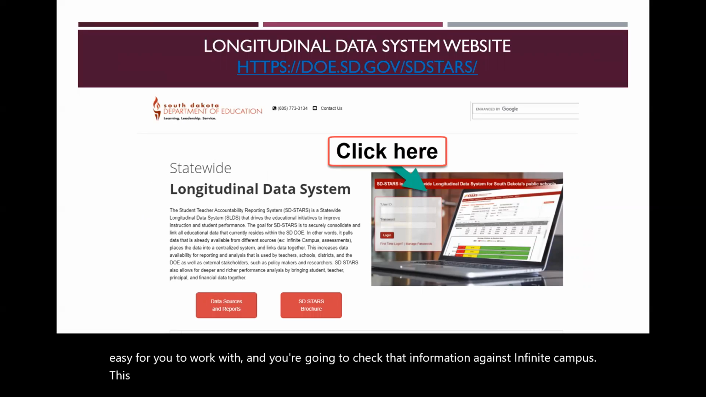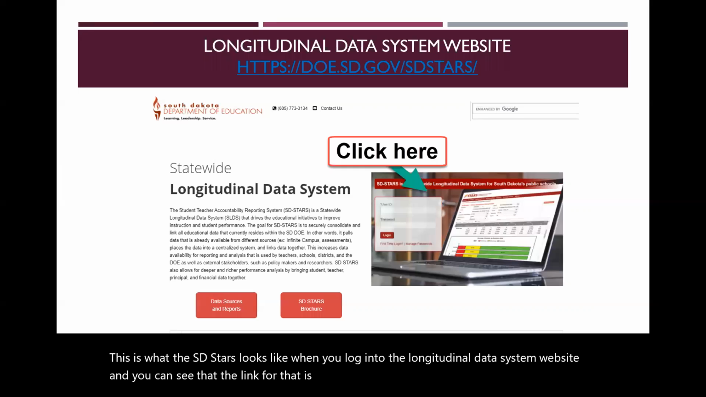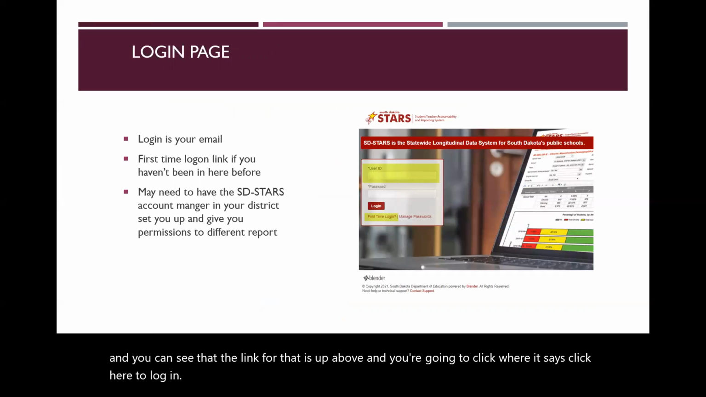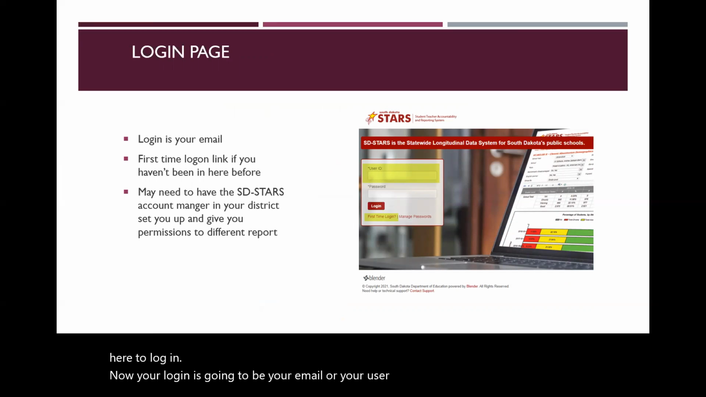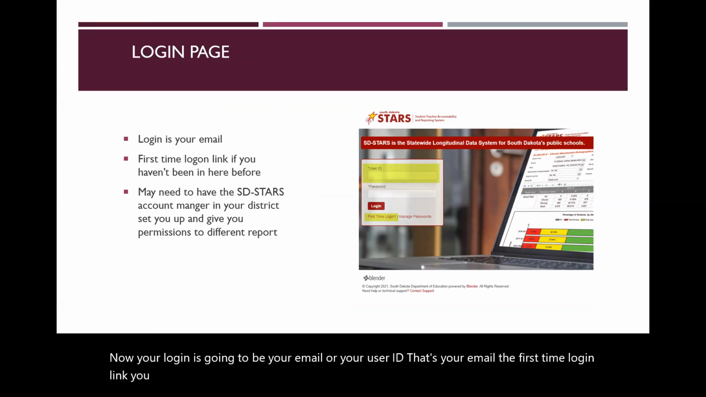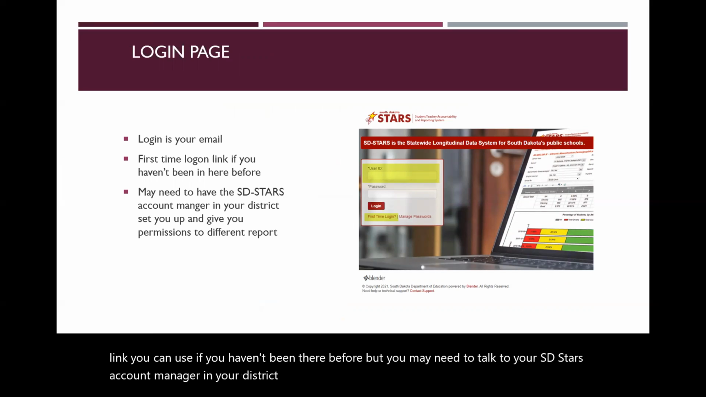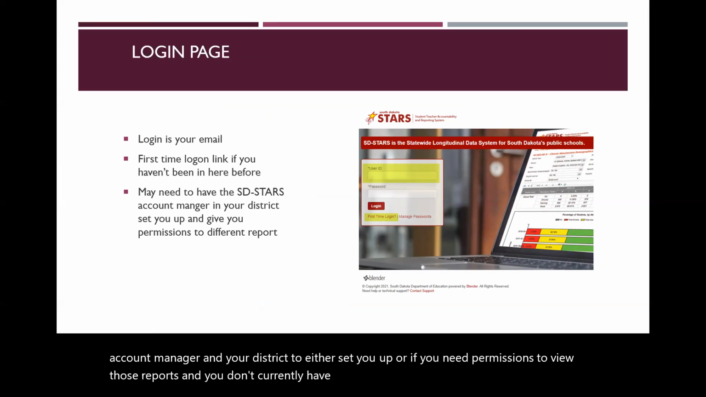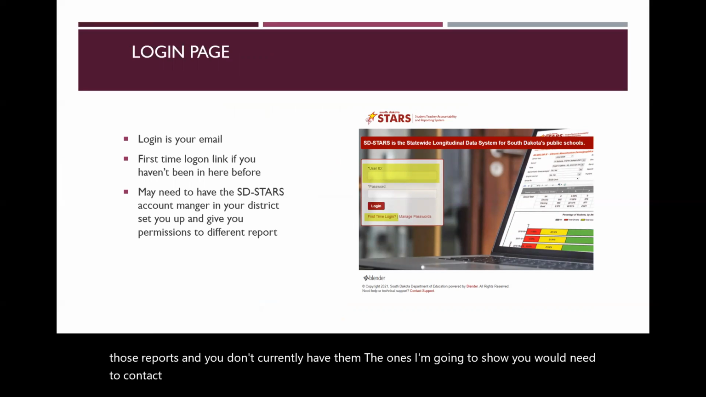This is what the SD Stars looks like when you log into the longitudinal data system website, and you can see that the link for that is up above, and you're going to click where it says click here to log in. Now your login is going to be your email or your user ID. That's your email. The first time login link you can use if you haven't been there before, but you may need to talk to your SD Stars account manager in your district to either set you up, or if you need permissions to view those reports and you don't currently have them, the ones I'm going to show you, you would need to contact that administrator to get those permissions changed so that you can run the reports you're going to need to check against Infinite Campus.